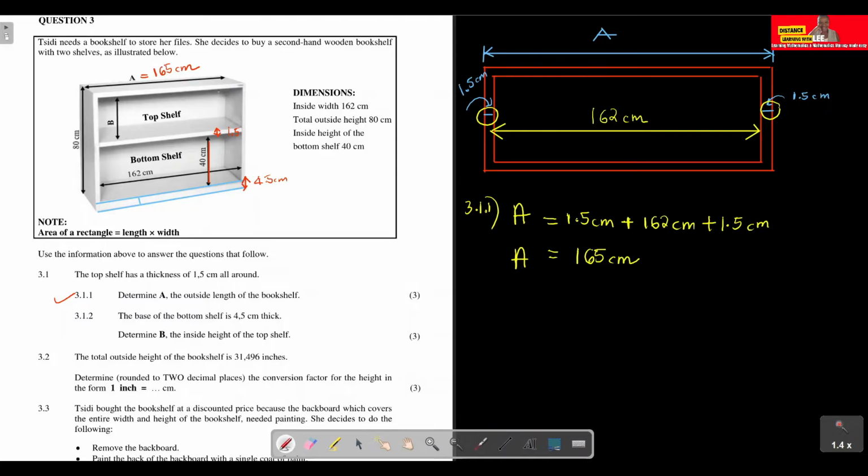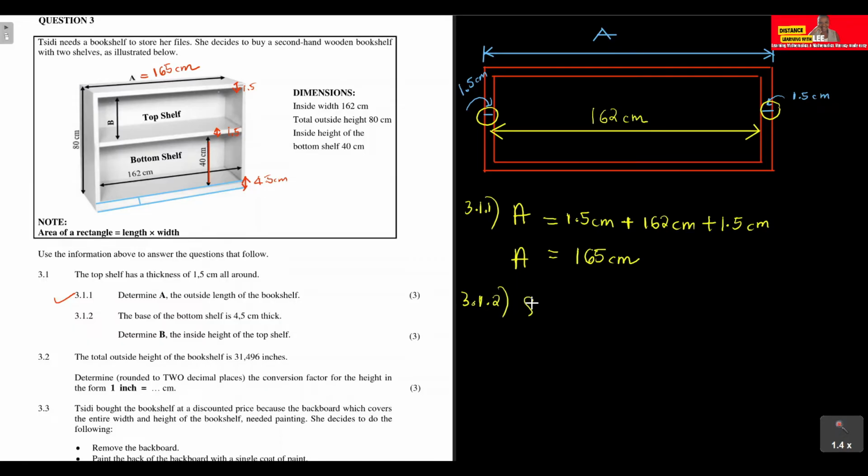Then we are given B, and then we have that thickness again, which is still 1.5. So for us to determine B, we need to take into consideration the thickness, because the thicknesses are different. But we already know that the total height of this shelf is 80 centimeters. That is going to be our starting point. For question 3.1.2, the total height is equal to 80 centimeters, the total height of the shelf.